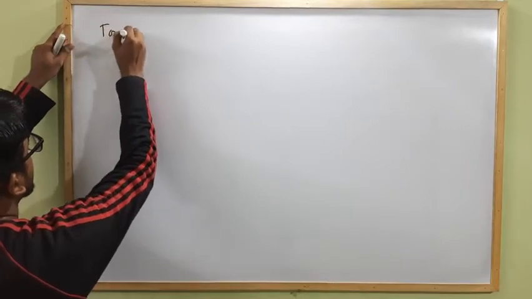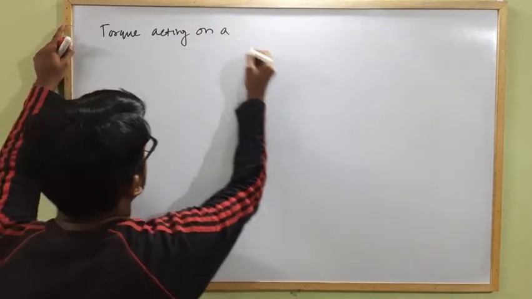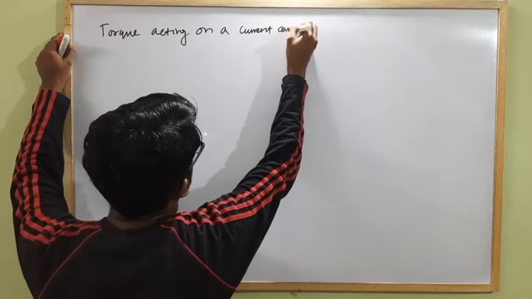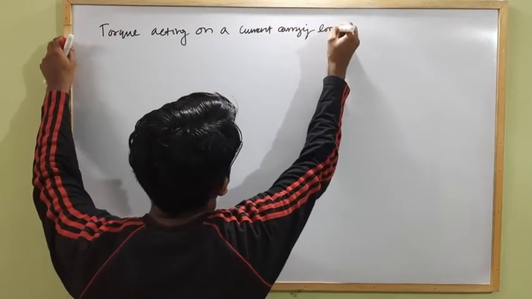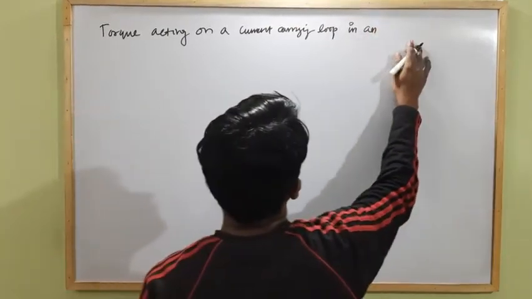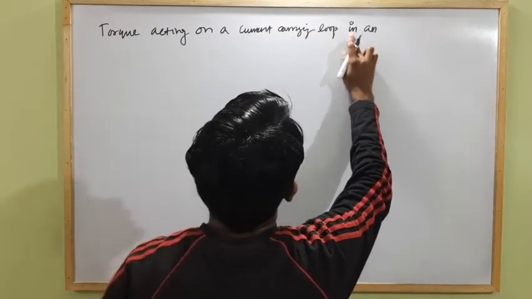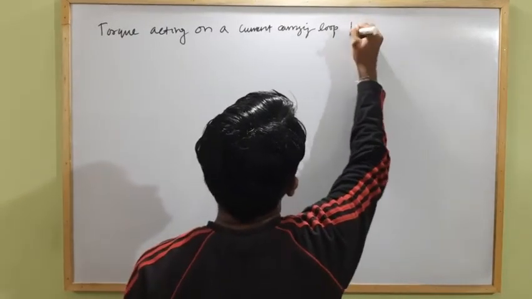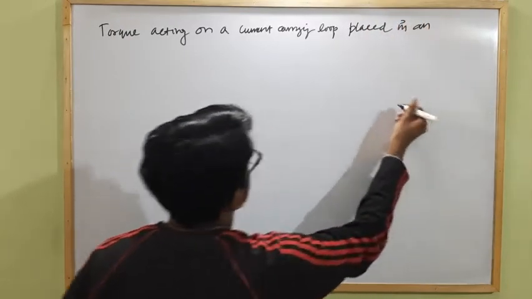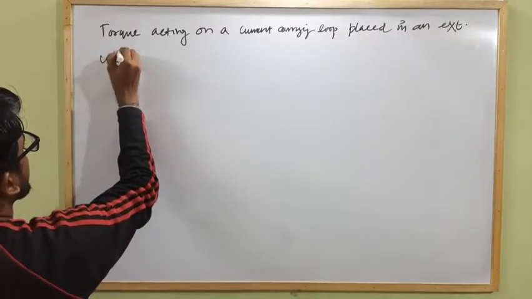Torque acting on a current carrying loop in an external magnetic field. The torque acting on a current carrying loop placed in an external uniform magnetic field.